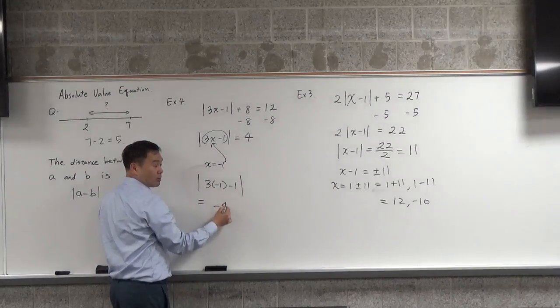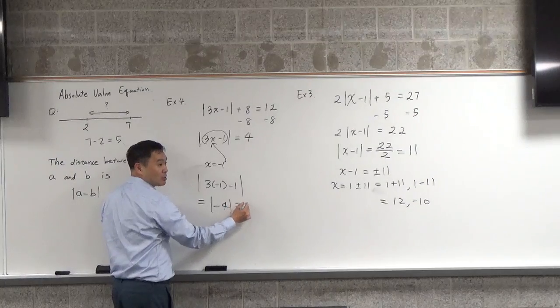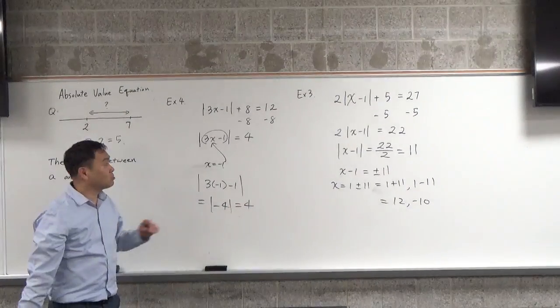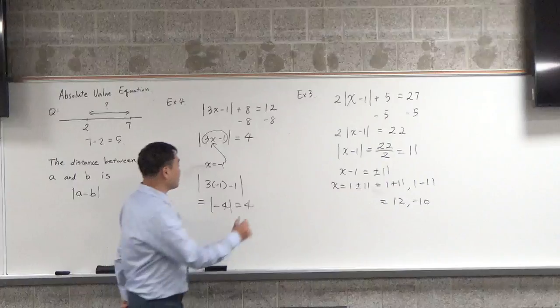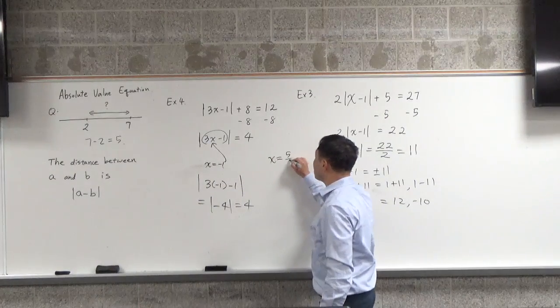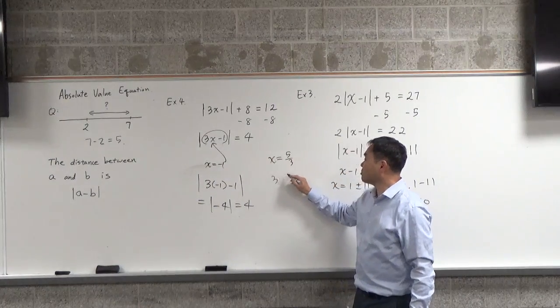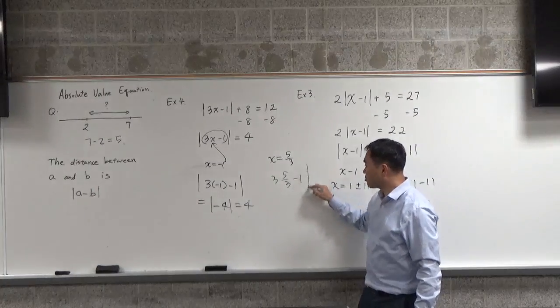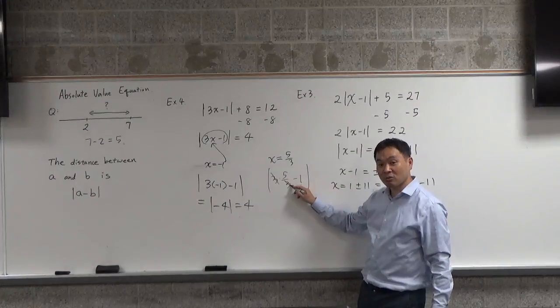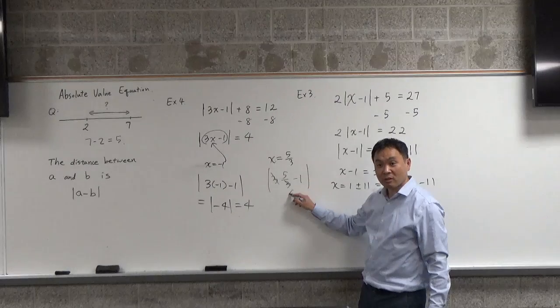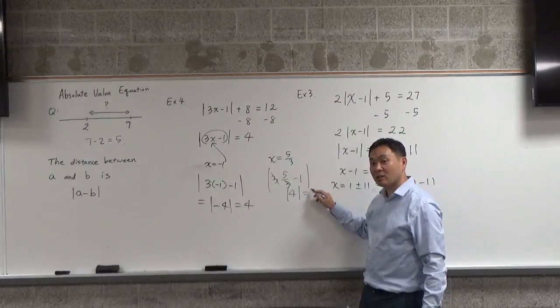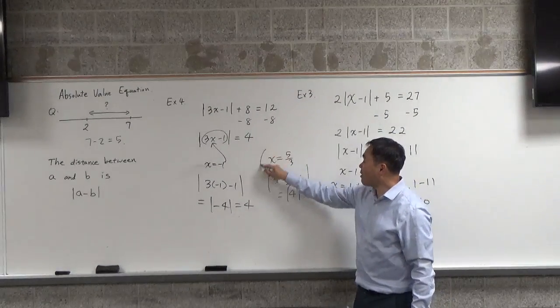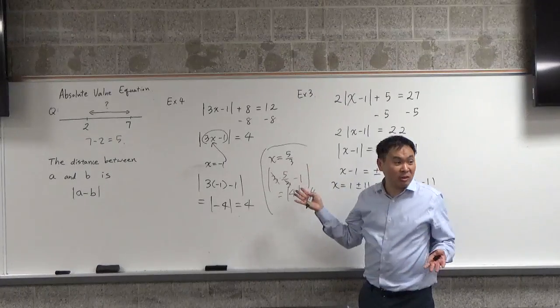Negative 4, right? What's this? Positive 4. So it does work out. What if x is 5 over 3? Well, 3 times 5 over 3 minus 1, absolute value. 3 cancels, right? What's 5 minus 1? 4. That's 4. Absolute value, what's that? 4. So both of these are solutions, you can clearly see.